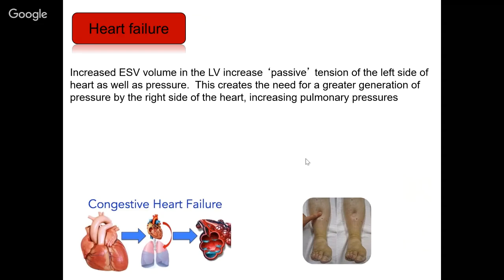Another thing that happens when we have an increased end systolic volume, meaning we're not pushing all of that blood out, and when we have these increases in left ventricular passive tension, we start to have these issues that occur either in the lungs, or they can occur really anywhere else in the body.